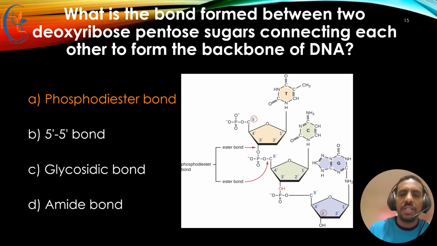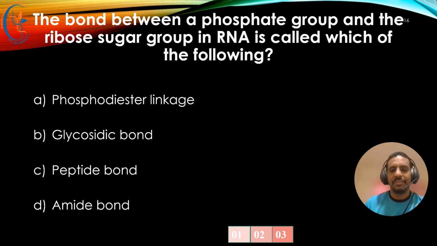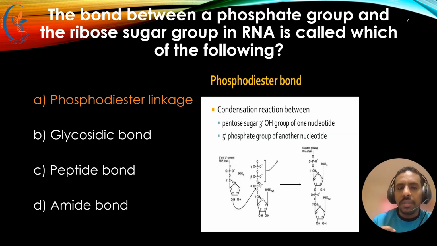Alright, let's move on. Alright, the next question is, the bond between a phosphate group and the ribose sugar group in RNA is called which of the following? 10 seconds. Let's go. Alright, let's move to the result. The bond between a phosphate group and the ribose sugar group in RNA is called a phosphodiester linkage.